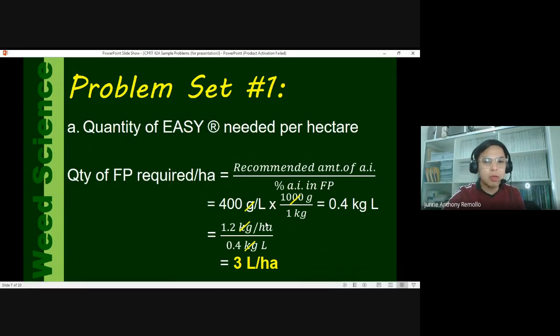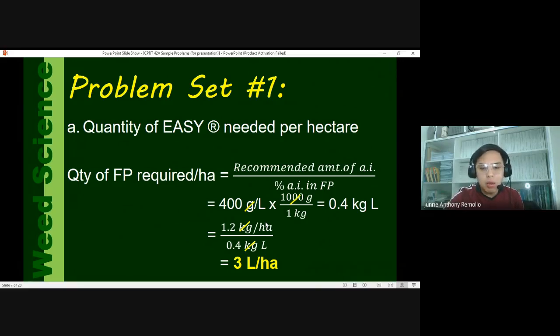So, in computing for the quantity of EC herbicide needed per hectare, we need to use this formula: the quantity of formulated product required per hectare, which can be obtained by dividing the recommended amount of active ingredient by the percent active ingredient in the formulated product. Since, based on the problem, 400 grams per liter is given, we need to convert this into kilograms in order for us to easily compute for such value.